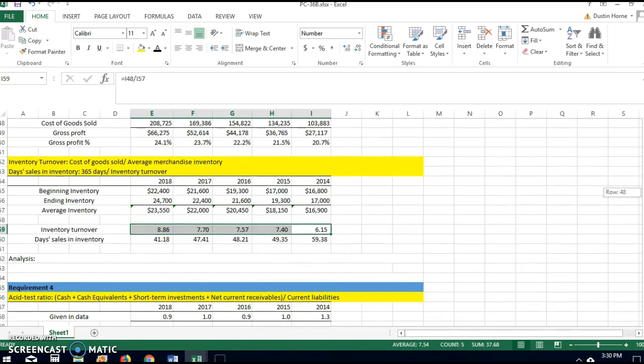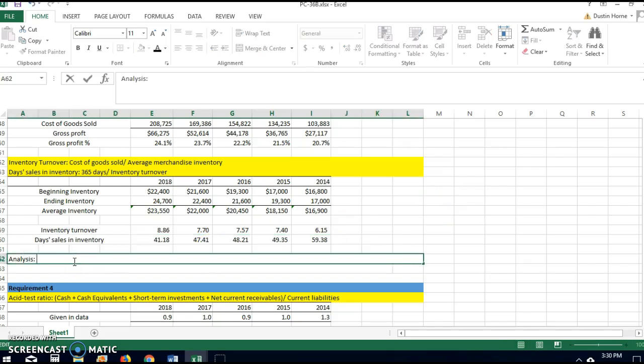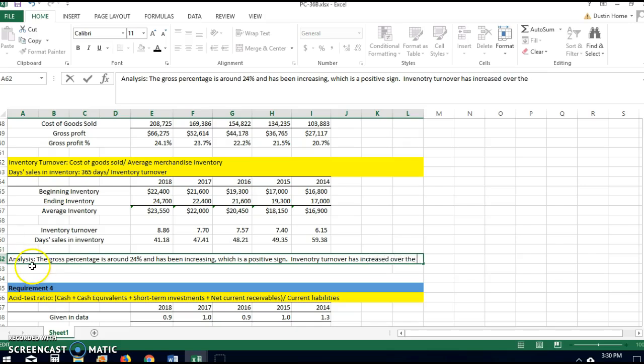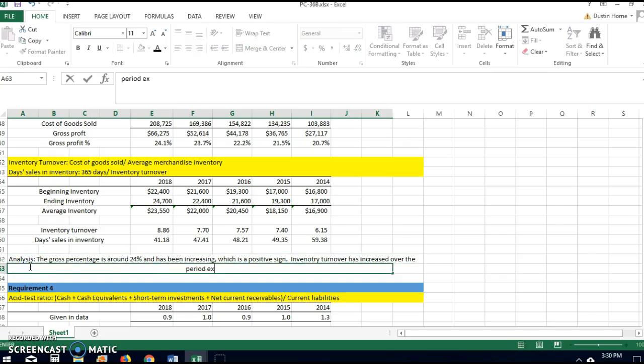So let's look at our analysis here. After doing those calculations, we can see the gross profit percentage is around 24%, and it has been increasing, which is a good thing. We want profit to go up. And we can also say that inventory turnover has increased over the period examined, which is a positive sign.